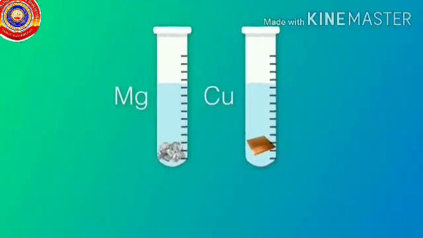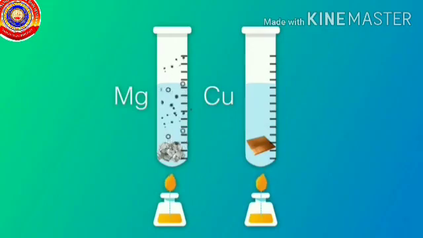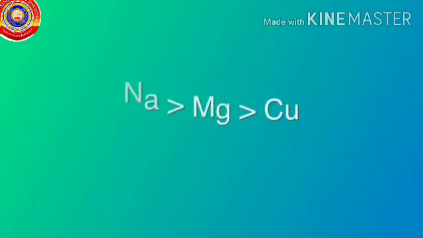Now, heat the other both test tubes simultaneously. What do you observe? Only magnesium reacts with the hot water. From this experiment, we can conclude that the reactivity of metals with water follows the order sodium greater than magnesium greater than copper. The reactivity of sodium is greater than magnesium, but copper doesn't react with the water.